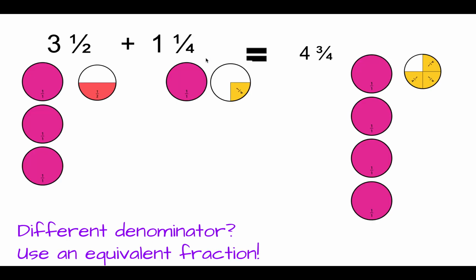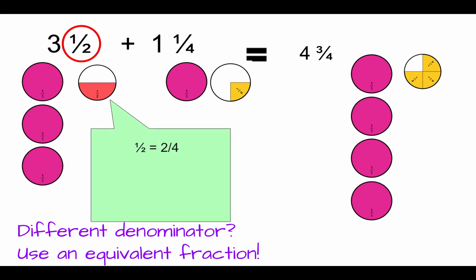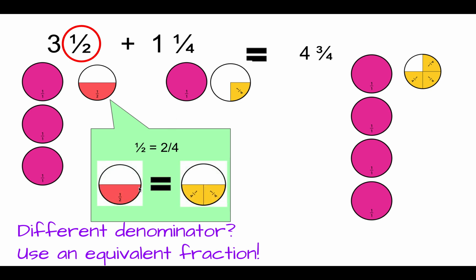It gets a little tricky when we have a different denominator. So this is halves and this is fourths. Just like we learned yesterday, I'm going to use an equivalent fraction. Instead of half, I'm going to make it into fourths because 4 is the greatest denominator. So I know 1/2 equals 2/4.